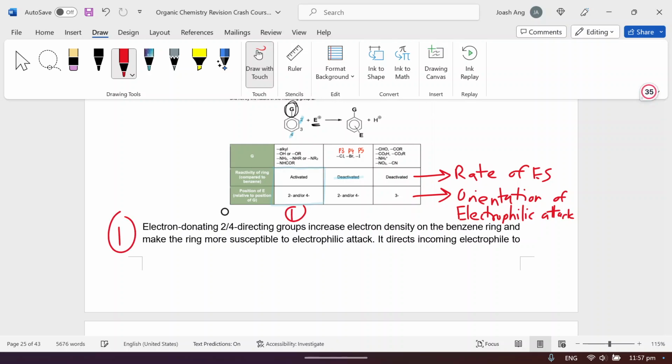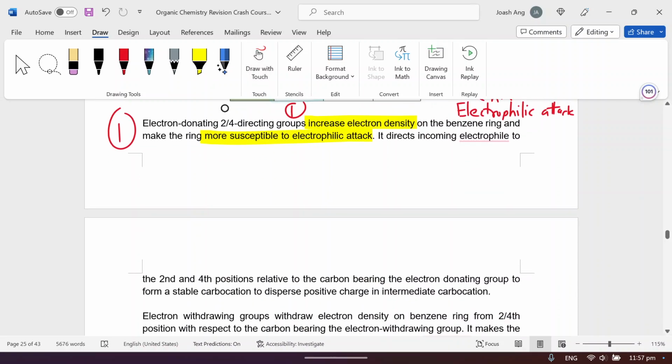So electron donating 2,4 directing groups will increase the electron density of the benzene ring and make it more susceptible to electrophilic attack. It also will direct the incoming electrophile to the second and fourth position relative to the carbon. Okay? And it will form a stable carbocation to disperse the positive charge.